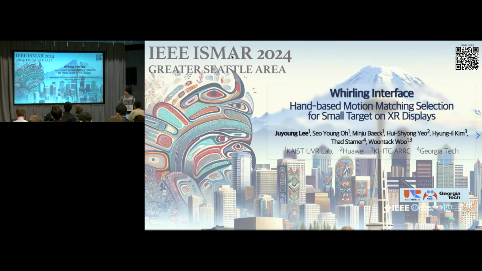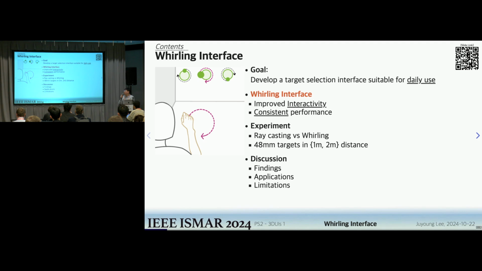During the talk, you can check the slide with the QR code, so please check that. So let's talk about the paper. Our goal is developing a target selection interface suitable for daily use. And this is the summary: we'll introduce the Whirling Interface, a version with improved interactivity and consistent performance. We also include the experiment comparing with raycasting, and we'll sum up with some discussion.